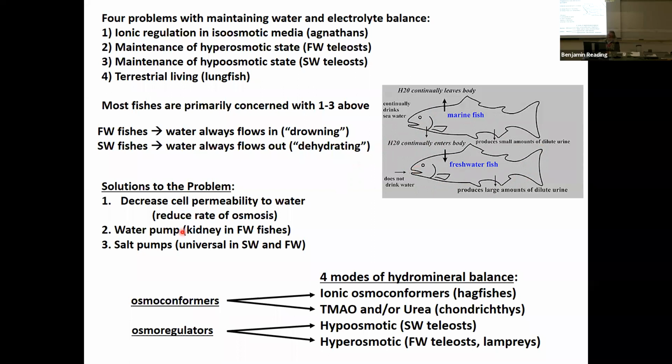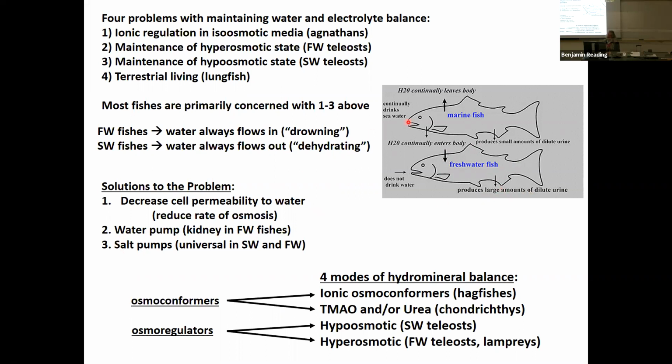Second strategy, let's create a water pump. And this is really an evolutionary mechanism. This was created by freshwater fishes. It's called the kidney. And the original kidney was literally that, a water pump. Freshwater fishes are pulling in a lot of water every day. Let's go ahead and pump that water out. Let's produce large amounts of dilute urine, and the kidney does this. It's a water pump, pumps water out.